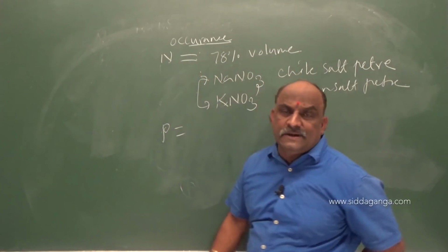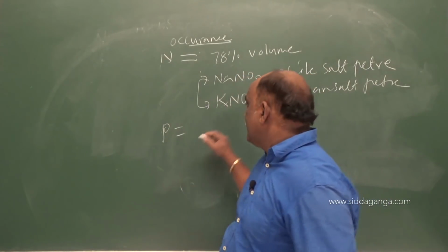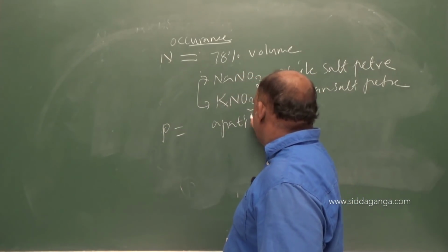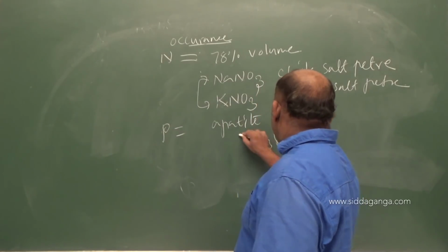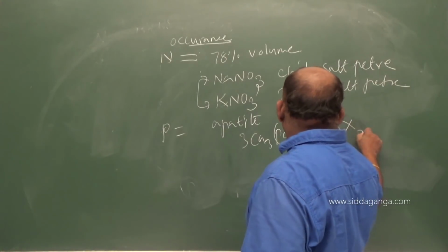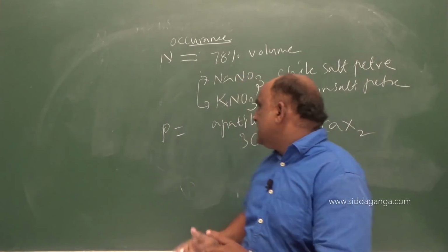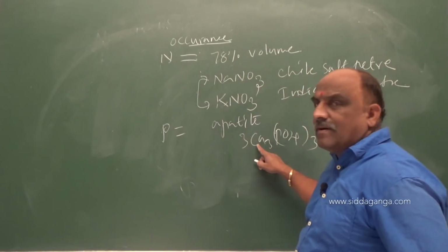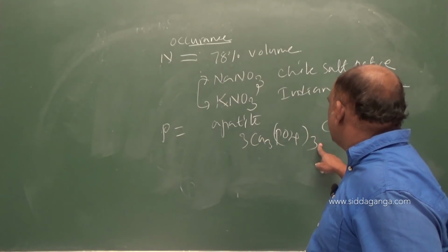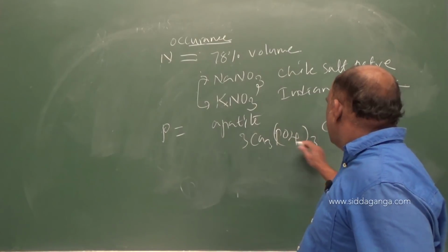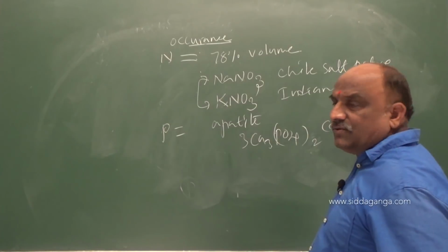While coming to phosphorus, it is available in the form of the apatite family. Apatite is Ca3(PO4)2, taken thrice, CaX2. So this is the formula of apatite: 3Ca3(PO4)2·CaX2. What is X here?